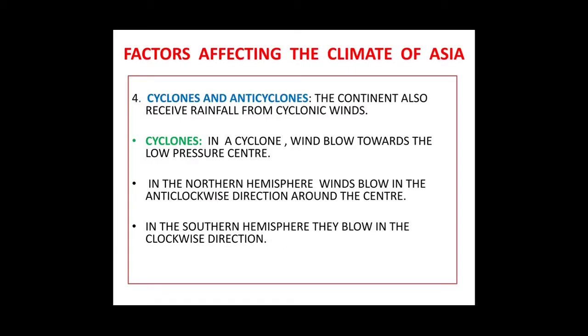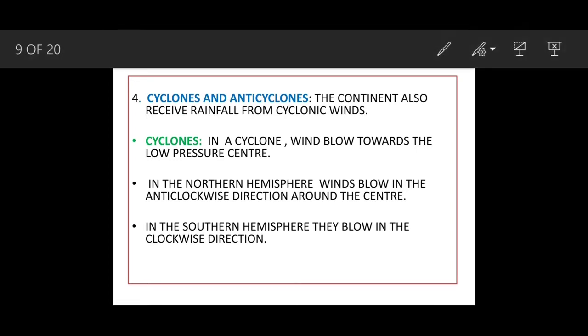Now students, we will move to the next factor affecting climate of Asia, that is cyclones and anticyclones. Now what are cyclones and anticyclones? We need to know first. Both cyclone and anticyclone move in a circular pattern, but sometimes they move in clockwise direction and sometimes in anti-clockwise direction. So let us see what they are. I'll use a pen here. In a cyclone, wind blows towards the low pressure center.